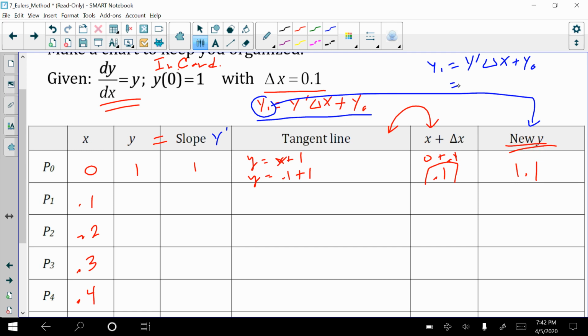So the derivative of y in this case is 1. Delta x in this case is 0.1. And y naught in this case was the initial value of 1. And when you say 1 times 0.1 plus 1, we wind up with the 1.1 that we get here for our new y value.